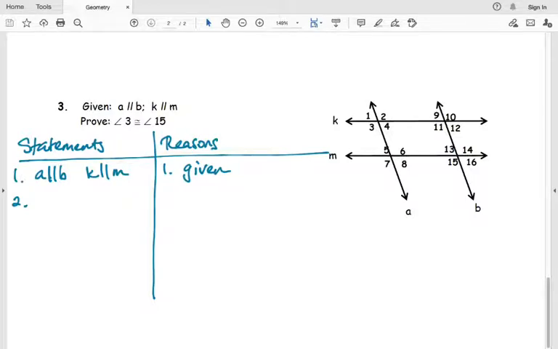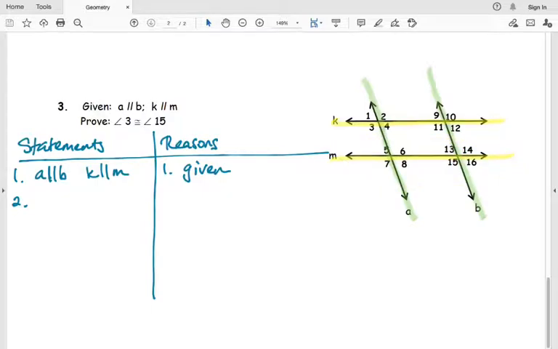Okay, on this one, we're given that lines A and B are parallel to each other, and you're also given that lines K and M are parallel to each other. All right, so what that means to you is that these angles are going to have a relationship with each other because K and M are parallel. You also know these angles are going to have a relationship with each other because K and M are parallel. You're going to know that these angles have a relationship with each other because A and B are parallel. And then these angles have a relationship with each other because A and B are parallel.